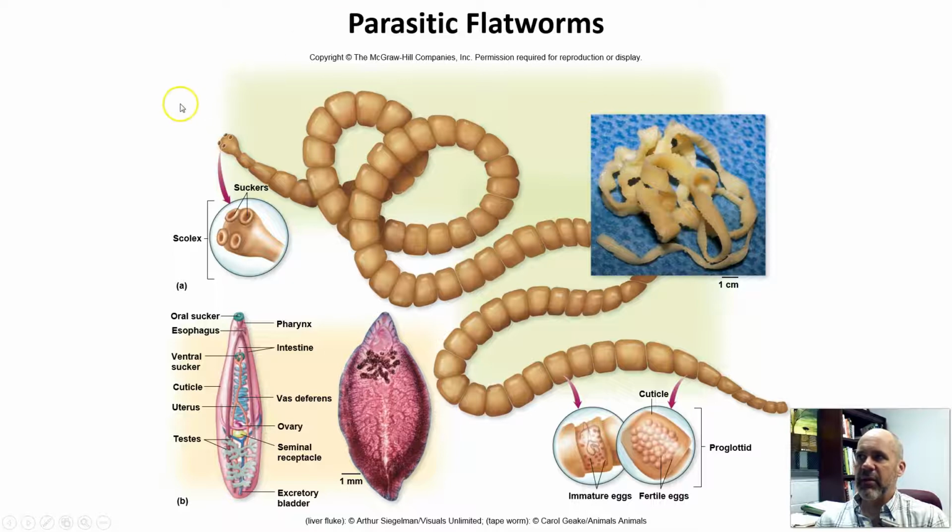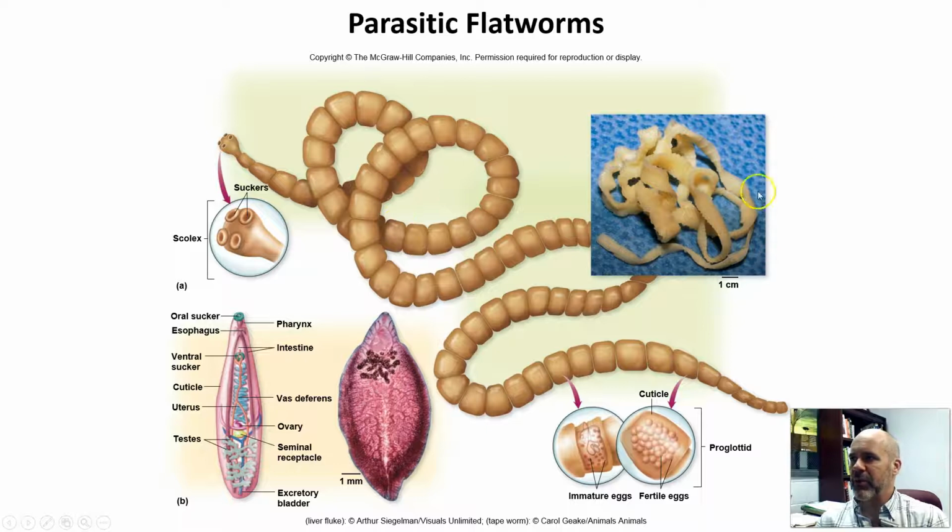So here's a diagram of a parasitic flatworm. So this would be a tapeworm type of parasite that you see here. And then over here, this kind of oval-shaped worm. You wouldn't think that was a worm, but it is a type of helminth. And this is an example of a fluke or a trematode. So kind of an oval-shaped body, tapered at the ends. But if you looked at it from the side, it would be flat.